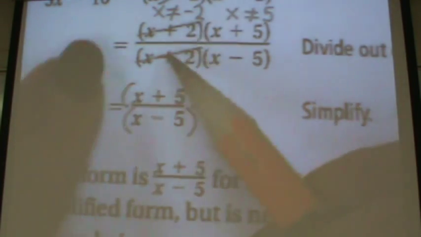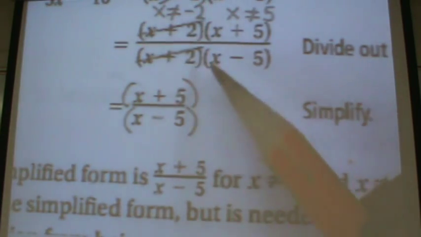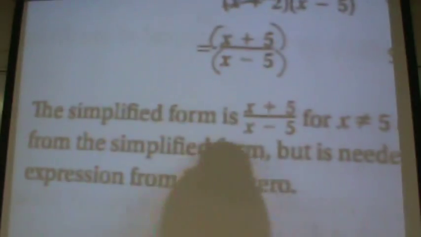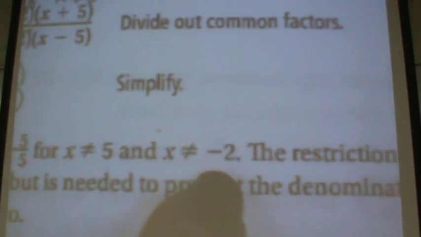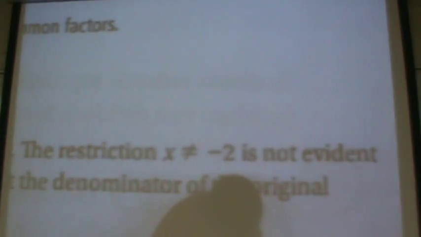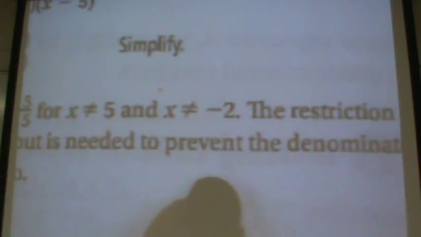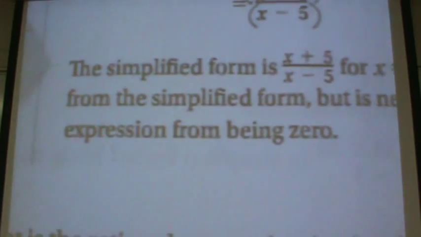Now, even though you cancel these two right here, you still have to name -2 as a restriction. And it even tells you right here. It says the simplified form is x plus 5 over x minus 5 for x cannot be 5 and x cannot be -2. The restriction x is not equal to -2 is not evident from the simplified form, but it is needed to prevent the denominator of the original expression from being 0. So even though you canceled it out, you still need to include -2 as a restriction.